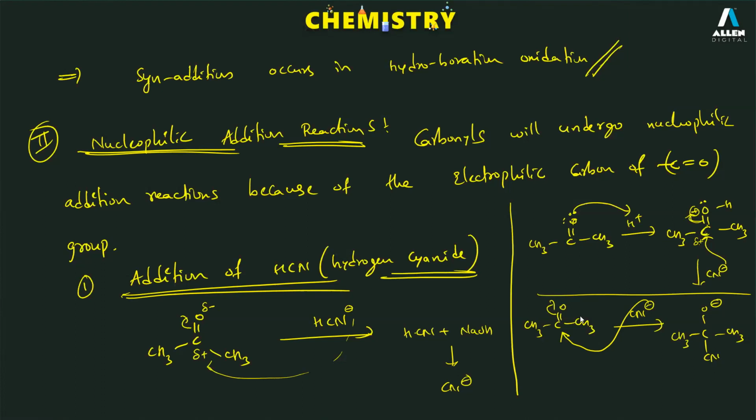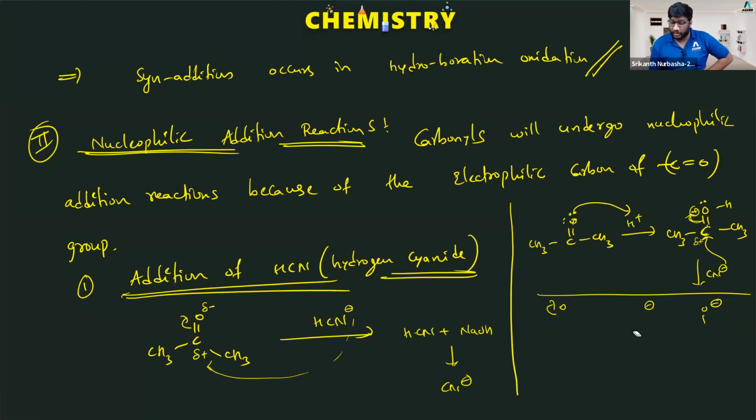With base. Why not with acid? In the presence of acid, the dissociation of HCN will be suppressed. Why? Common ion effect. The common ion effect is present whenever we take acid, so the dissociation of HCN is suppressed whenever we add HCl. So you always have to take the basic medium, not the acidic medium. Very good.